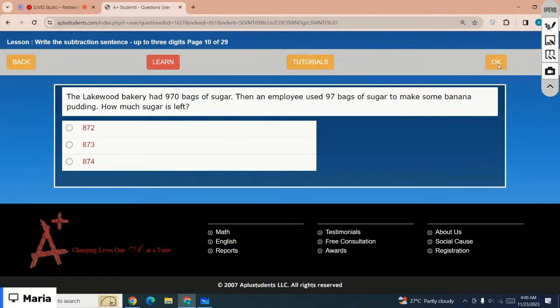The Lakewood Bakery had 977 bags of sugar. Then an employee used 97 bags of sugar to make some banana pudding. How much sugar is left? So which is the correct option? Yes, the correct option is 873, right?